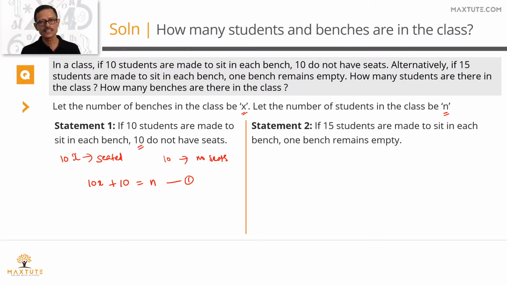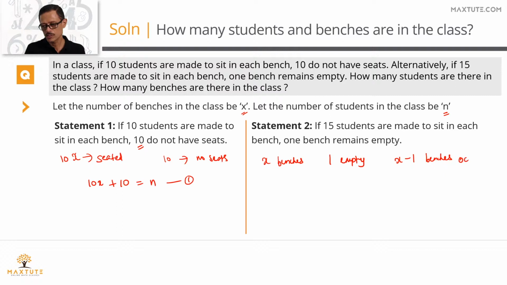Let's read the second statement. Let's look at a different arrangement right now. They're saying 15 students are made to sit in each bench. One bench remains empty. How many benches are there? There are x benches. If one bench is empty, how many benches will be occupied? We'll have x minus 1 benches. There are 10 benches, 1 is empty, 9 will be occupied. There are x benches, 1 is empty, x minus 1 benches will be occupied.